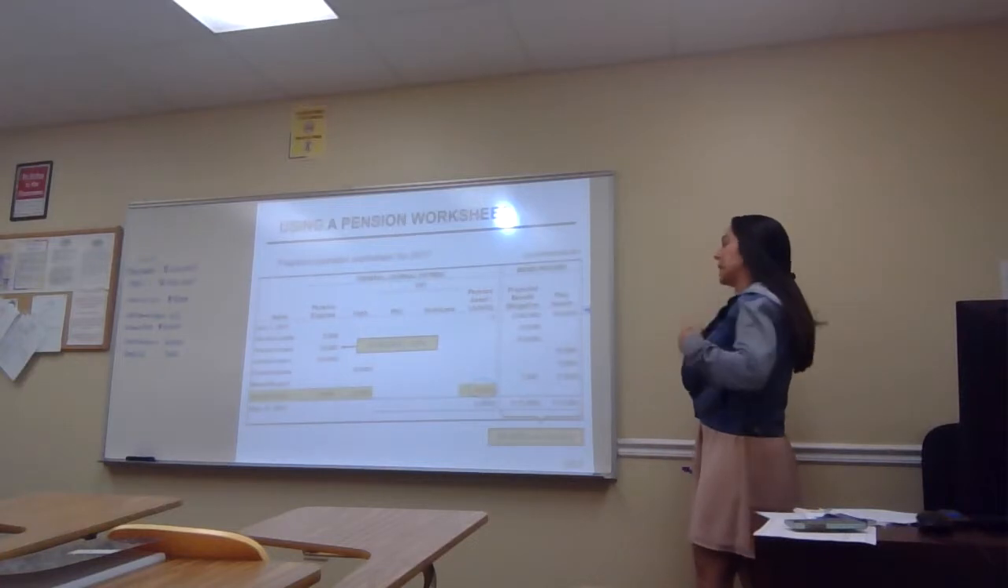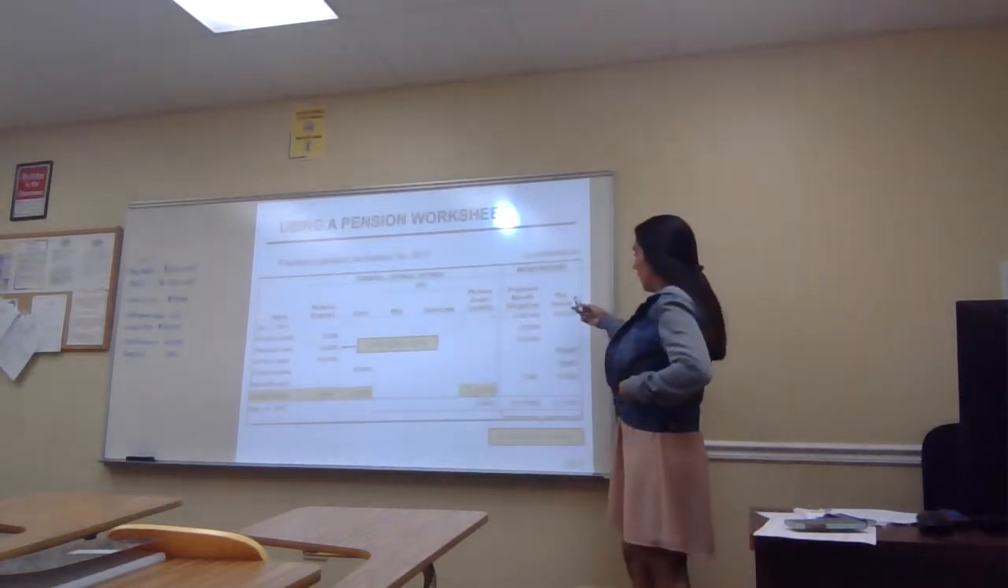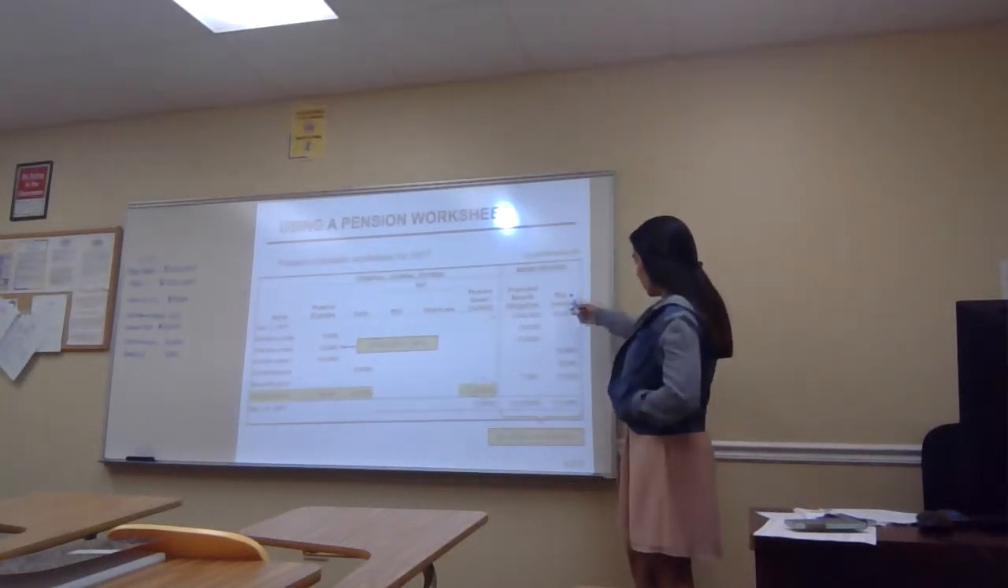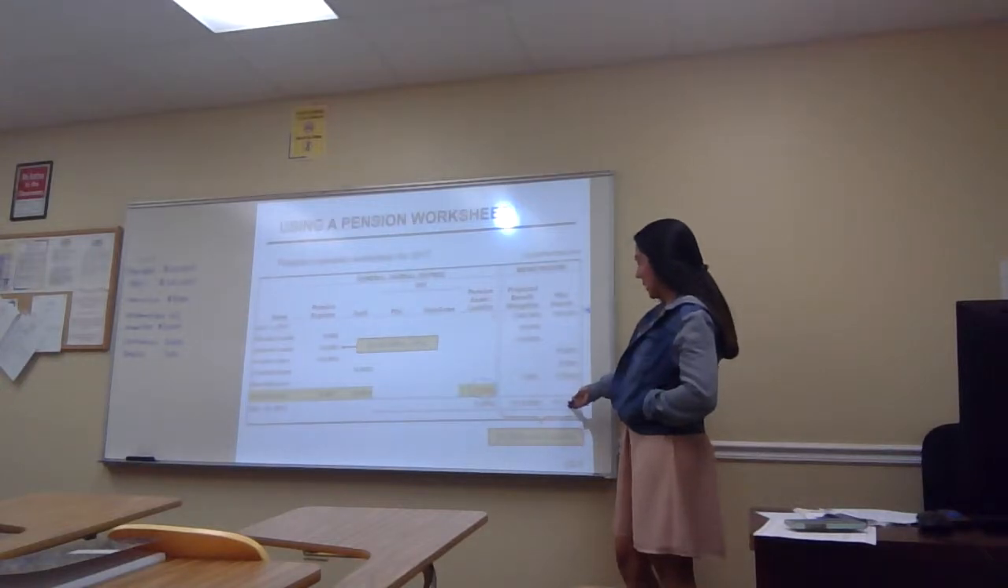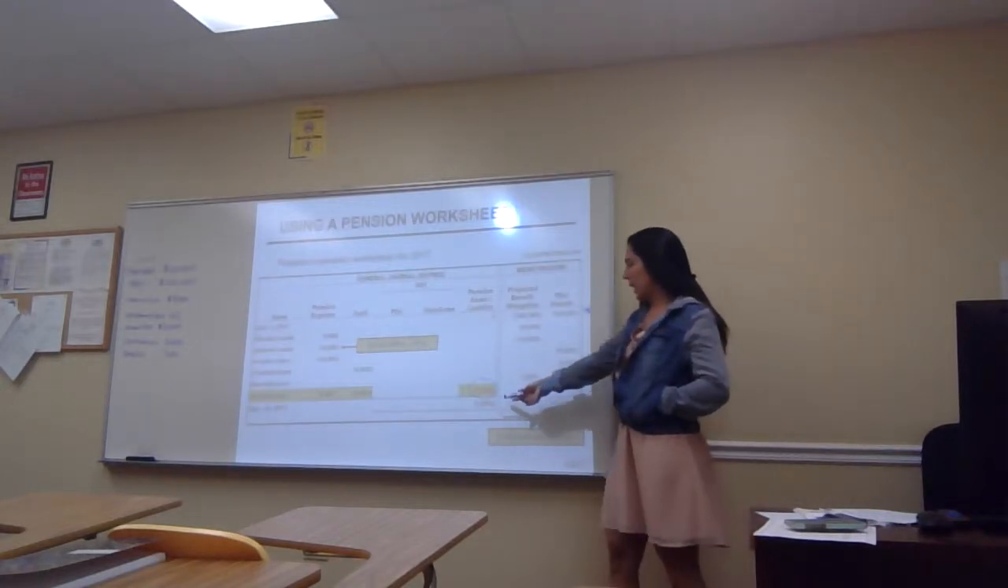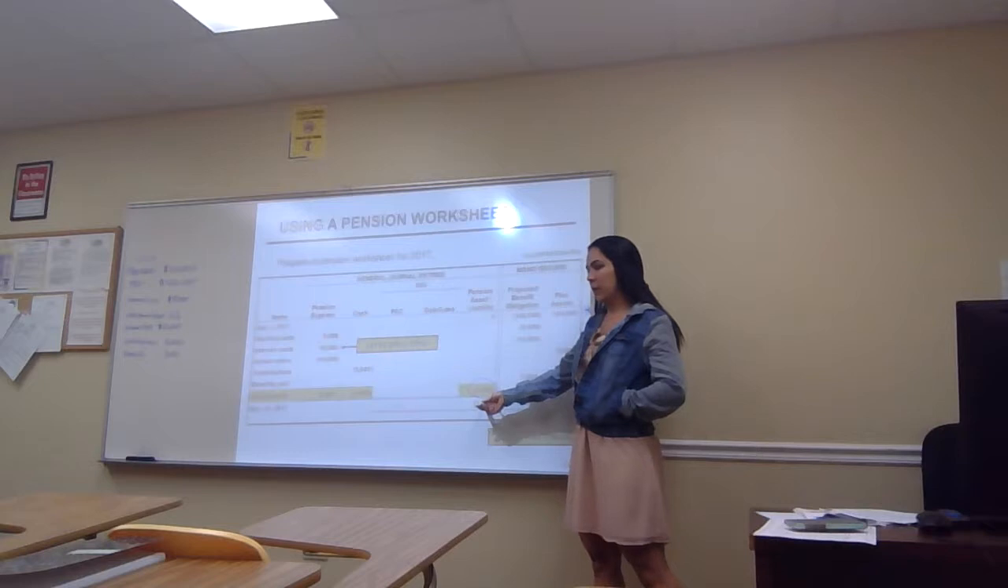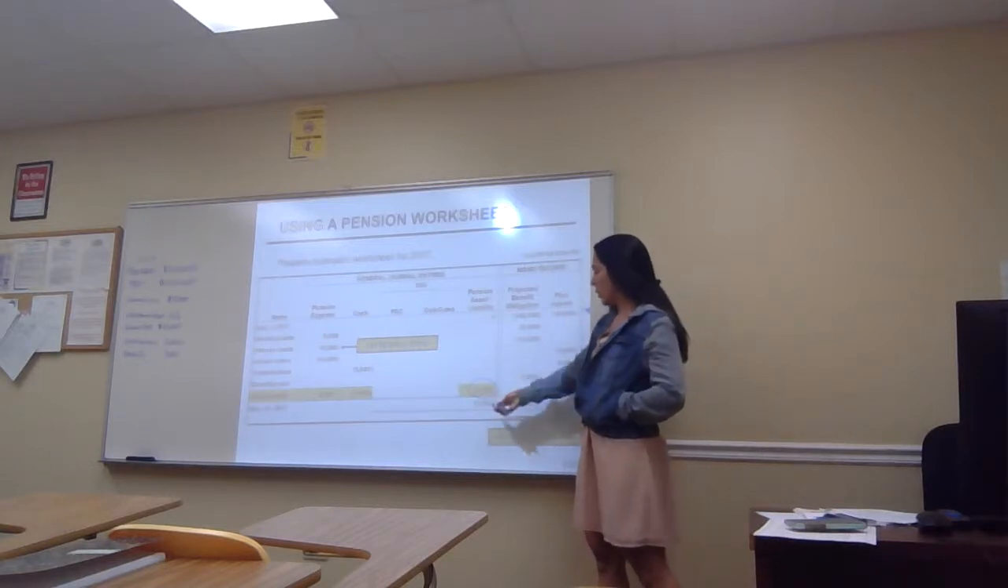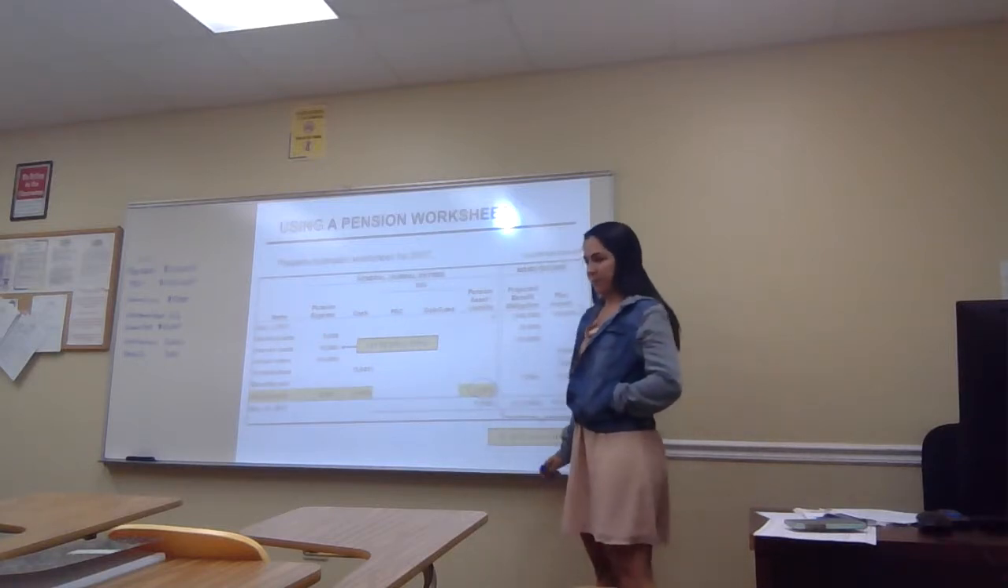And again, the logic behind it is that in this case, your plan asset has less money than what is needed. So there's a $1,000 liability in your pension plan, and that has to get recorded on your balance sheet.